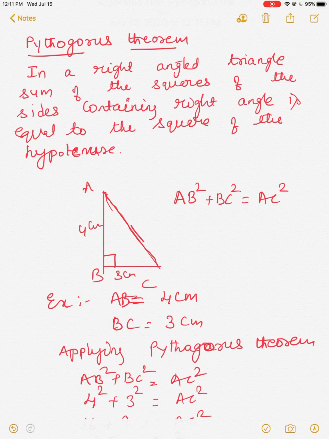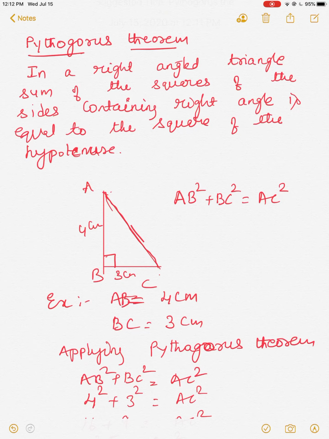So what the theorem says: if you take the square of AB and the square of BC, and if you add up these two, that should be equal to the square of this AC. मतलब क्या है, AB का स्क्वायर BC का स्क्वायर करके उसका ऐड करो. ऐड किया तो AC हाइपोटेनस का स्क्वायर के इक्वल होना चाहिए. That's what the theorem says. In a right angle triangle, the sides containing the right angle, if you take the squares of the two sides, that should be equal to the square of the hypotenuse.